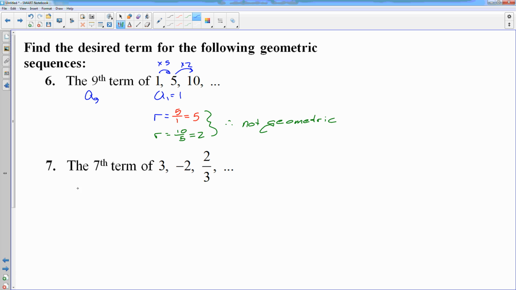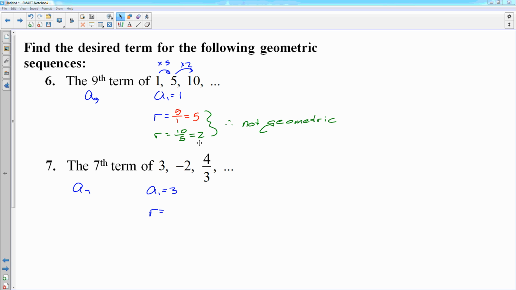The seventh term, a sub 7, given this. My first term is 3. My ratio, take any two consecutive terms. And I think I botched this one too. Holy cow, you know what? I'm going to fix this because I'm not going to have two mess ups at once. I'm such a loser. There we go, fixed it.